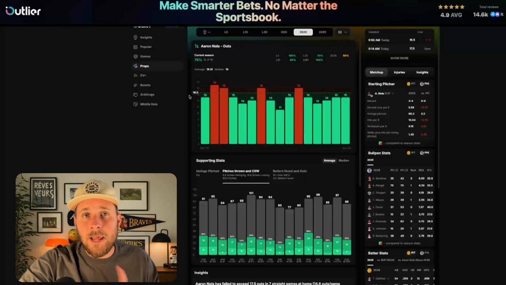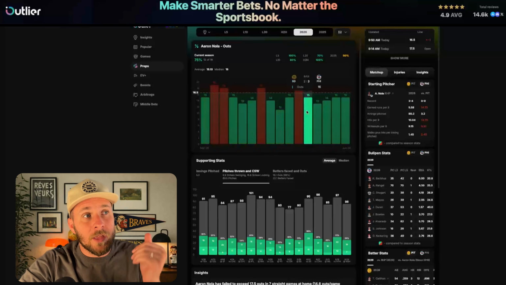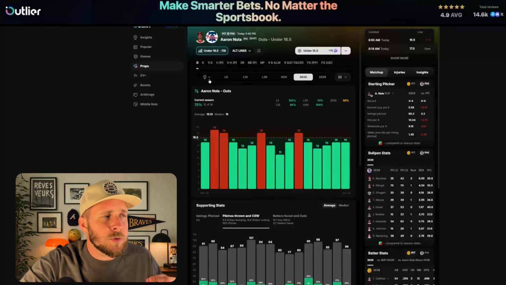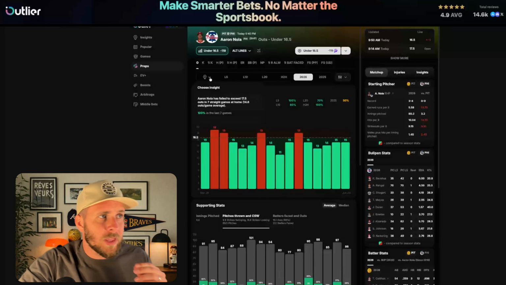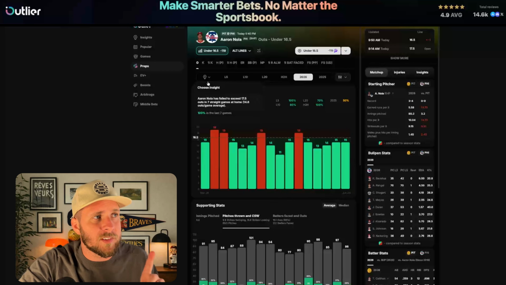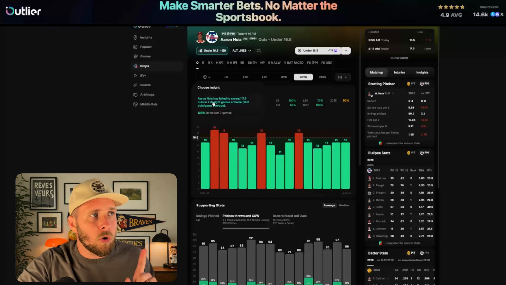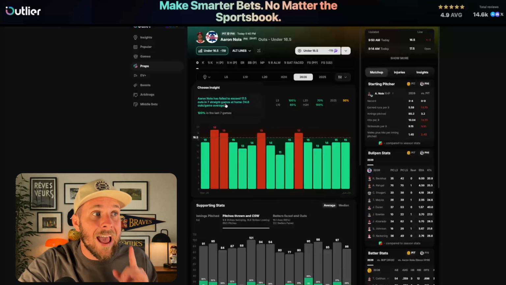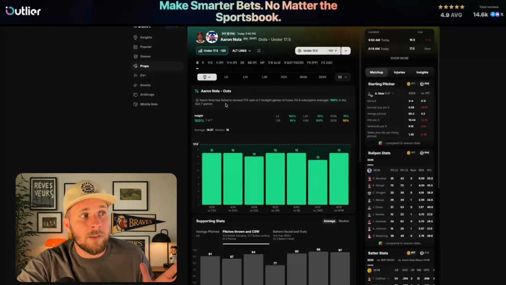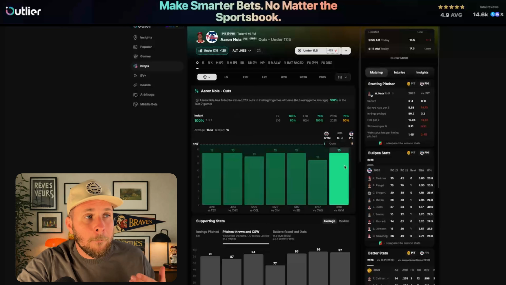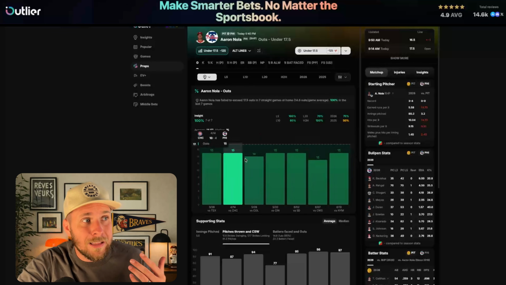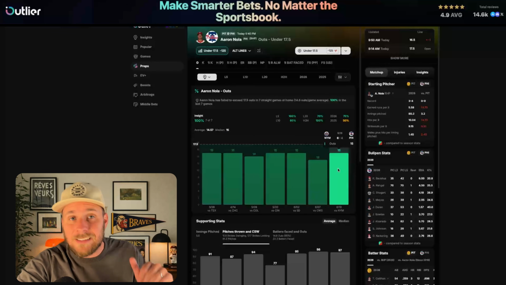And now the next thing that I check here is obviously the pitches look good, the recent game logs look good, but I want to see if there's any other additional insights, and you can do that by hovering over this little light bulb button, and you can see here that Nola has failed to exceed 17.5 outs in 7 straight games at home. So if we click that, obviously we were looking at the 16.5, but even at 17.5, he hasn't cleared this in his last 7 home games.